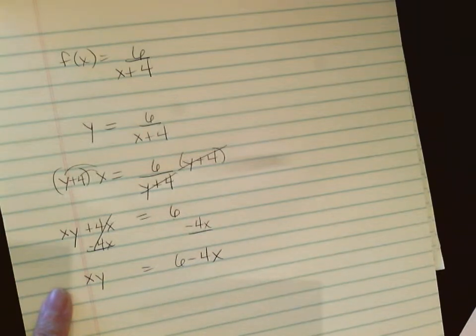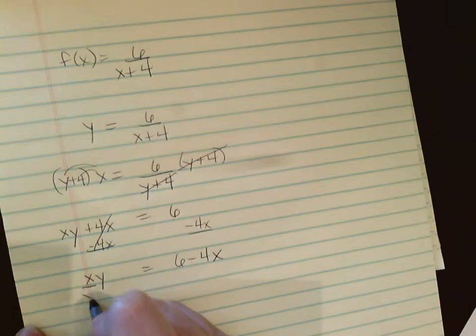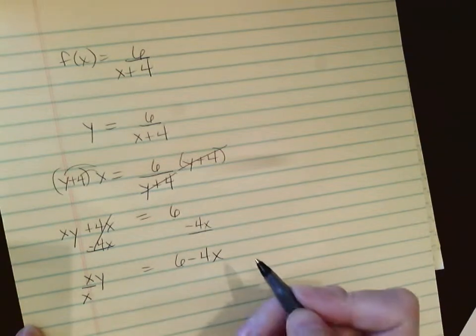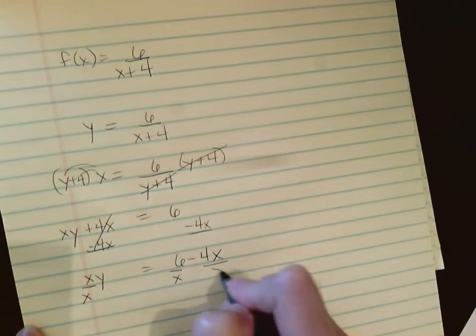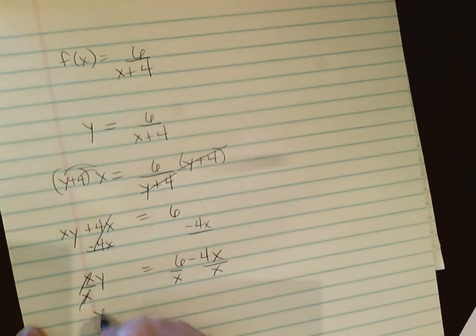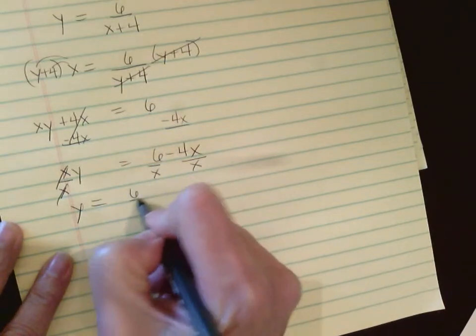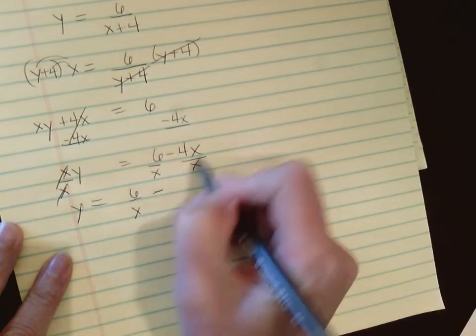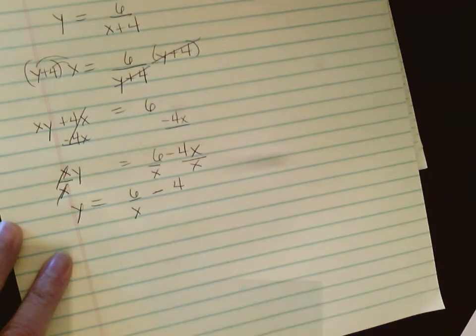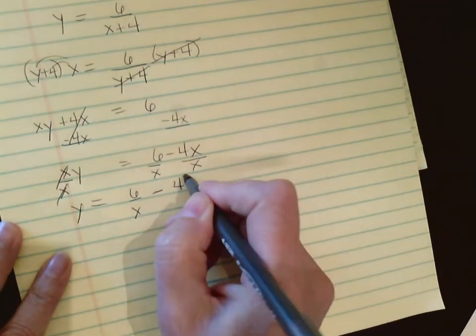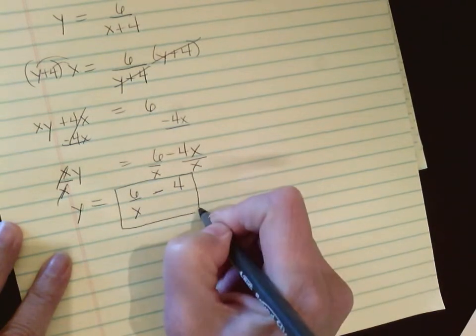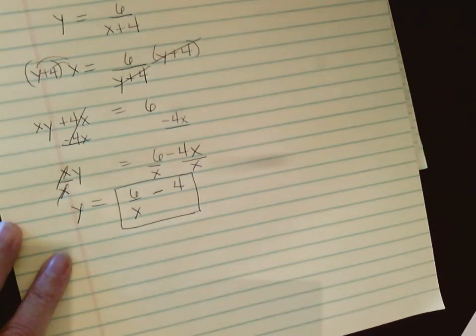And again, if I'm getting this y by itself, I need to just divide by this x. So I'll divide both sides by x. So now I have y equals 6 over x minus, these x's cancel, so I just have minus 4. So 6 over x minus 4 would be the inverse.